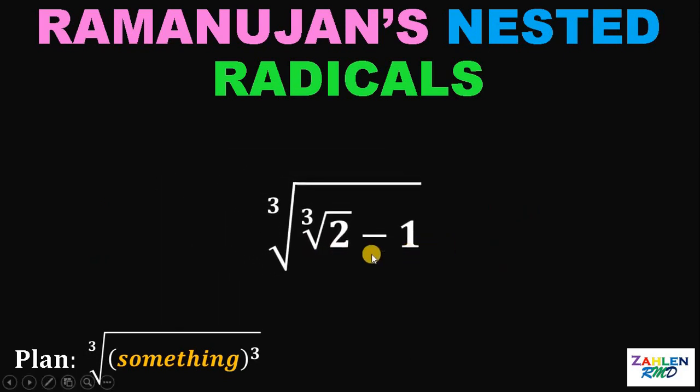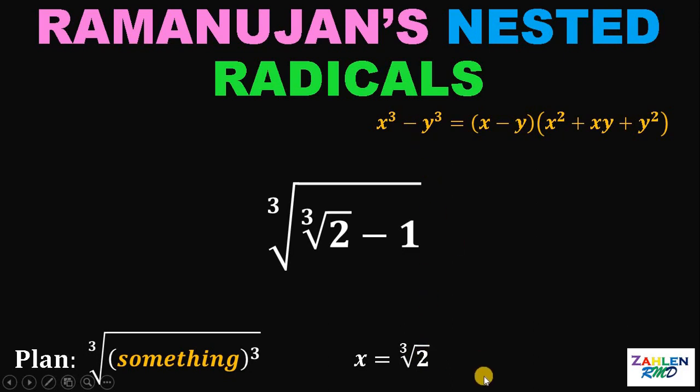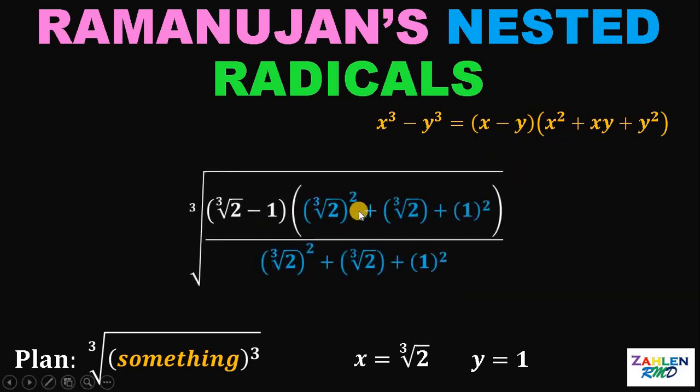One thing to notice is we have a subtraction sign. Therefore, maybe we can use this identity: x cubed minus y cubed equals x minus y times x squared plus xy plus y squared. At this point, x must be cube root of 2 and y must be 1. Now, let's multiply the expression inside the cube root by cube root of 2 raised to 2 plus cube root of 2 plus 1 squared.